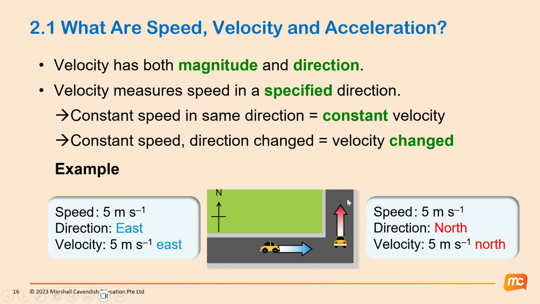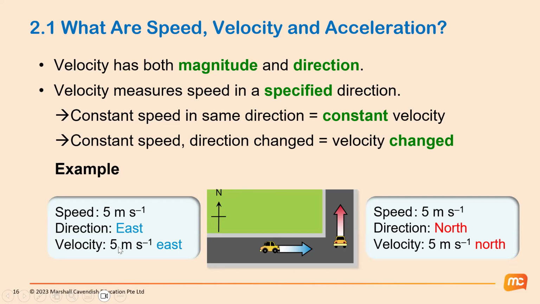We say that it has a constant speed, but it doesn't have a constant velocity, because velocity is a vector and direction matters. The direction of the car changes at this right angle turn. It is initially moving along the east and now is moving along the north. So when the direction changes, we say that the velocity changed, even though the speed remains constant. Although I am still covering 5 meters every second, my velocity changed because my direction changed.